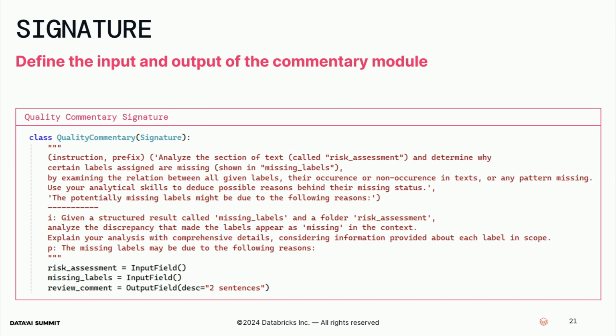So in order to create an explanation of our classification, we'll first create a new signature. Once again, we'll define our inputs to be a risk assessment form and labels that were identified as missing in order to output a review. And we'll call that signature quality commentary. We'll provide this prompt, which we don't need to worry about continually updating, and we'll tell the system to take the risk assessment, determine why the labels are missing, and we want to use LLM as a reasoning engine now.